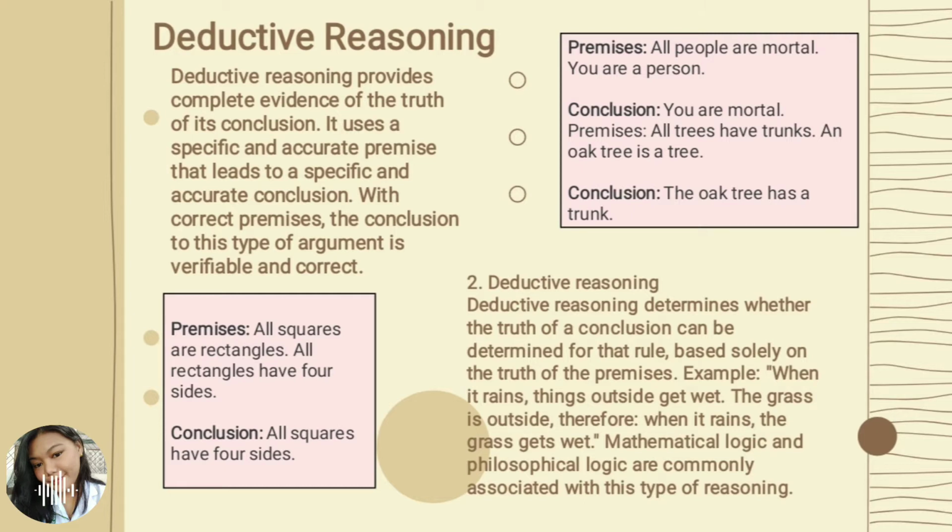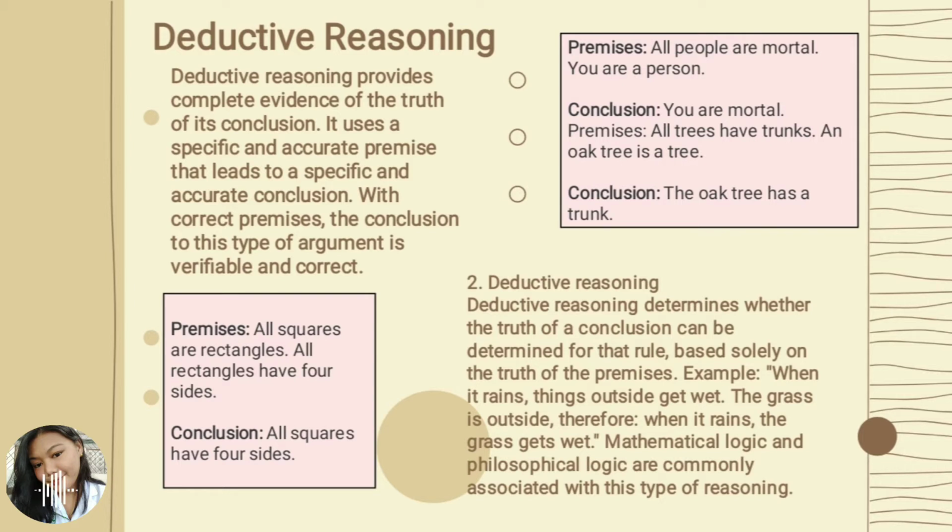Third example. Premises. All trees have trunks. An oak tree is a tree. Conclusion. The oak tree has a trunk. So as you observe, deductive reasoning comes from a general argument to a specific conclusion.